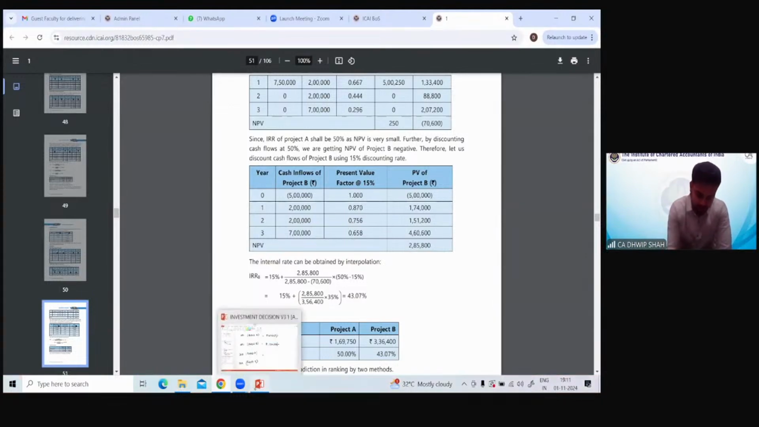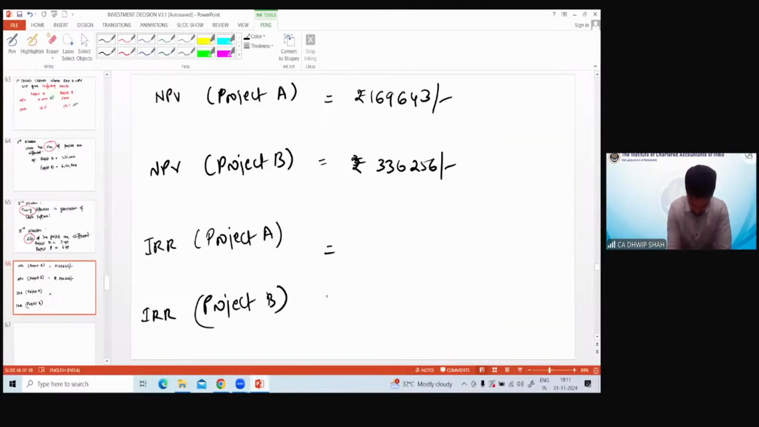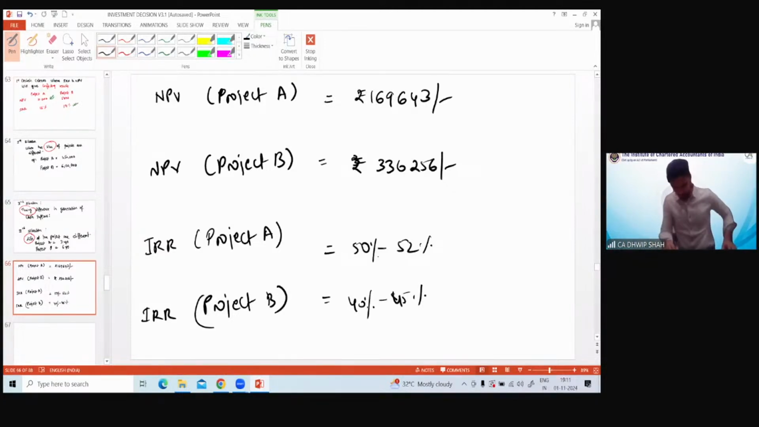In these three situations it would give conflicting results, around 50 to 52%, 40 to 45%, somewhere between these two. Understood? Any questions?